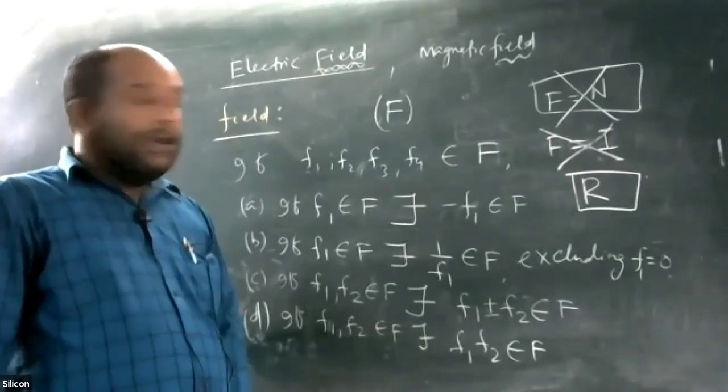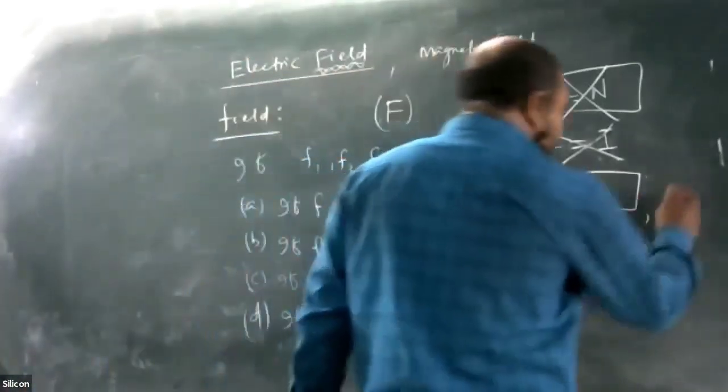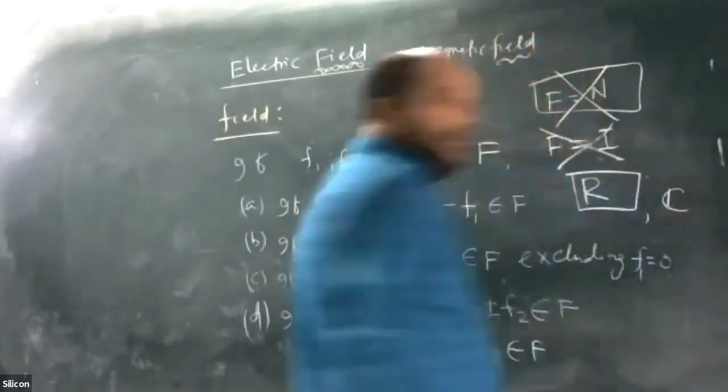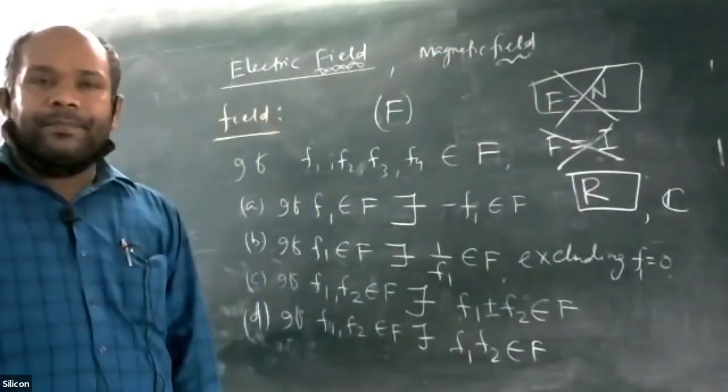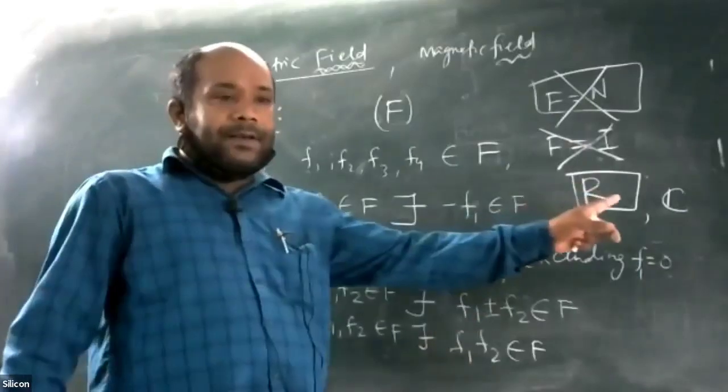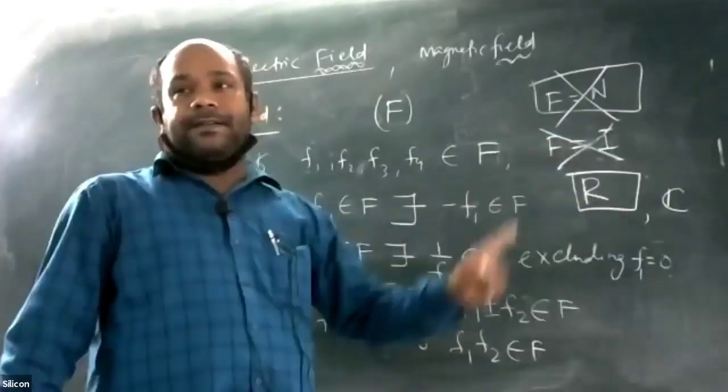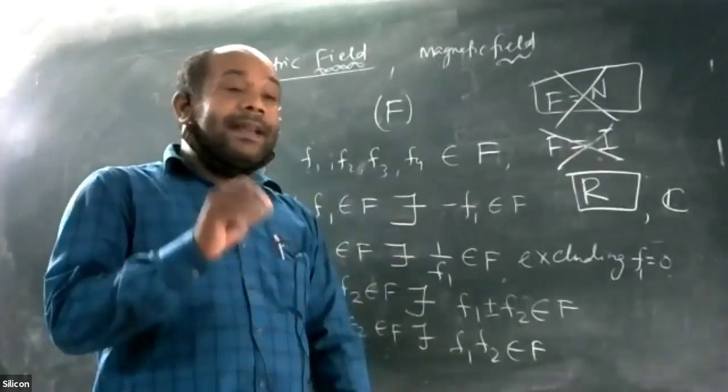Complex number field. Very good. Complex number is also satisfying all these criteria. Complex number set, this is also a field. Any other of this complex number set is also an infinite set, infinite field. But I need a finite field.